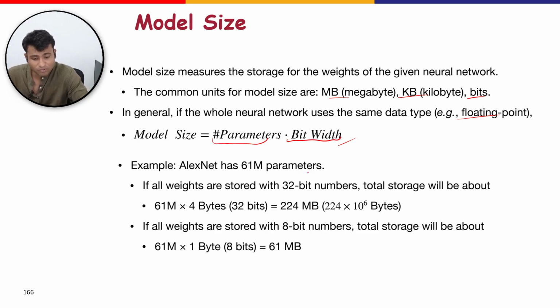Now let's take an example of AlexNet. In the last slide we had looked at it, it has 61 million parameters. So if all weights are stored as 32-bit numbers, then the total storage would be 61 million into 4 bytes. 32 bits is 4 bytes, so it's 244 MB. Quantization is something which we'll do in the next lecture. But if we quantize all these 32-bit operations into 8-bit operations, let's say 8-bit integer operations, then the total storage will be about 61 million into 1 byte, which is 61 MB.